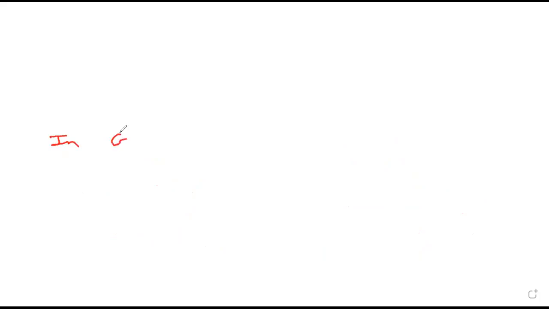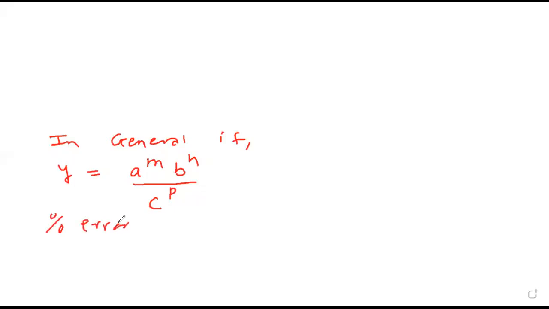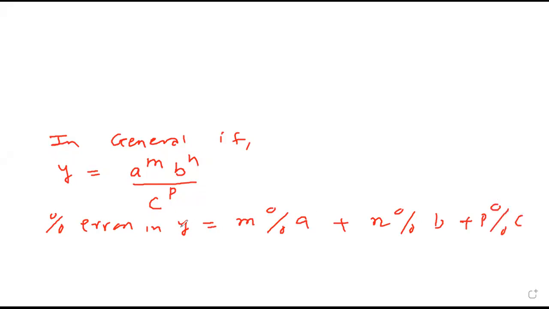Now, general. In general, if we have a physical quantity in the form of product, power, as well as division, so percentage error in Y will be M times percentage error in A plus N times percentage error in B plus P times percentage error in C. This means M times dA upon A into 100 plus N times dB upon B into 100 plus P times dC upon C into 100.